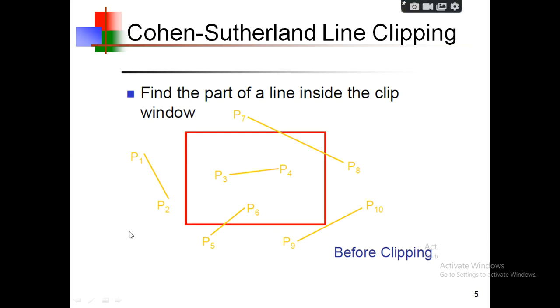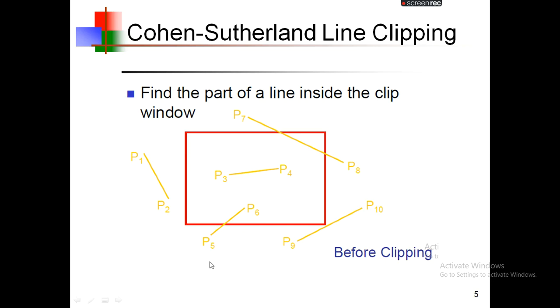Second, you can see the third line here. If you take a line segment P3 to P4, both endpoints of the line segment lie inside the clipping window. When both endpoints lie inside the clipping window, we need to accept this line segment and display it on the screen of the monitor. This is the second case.